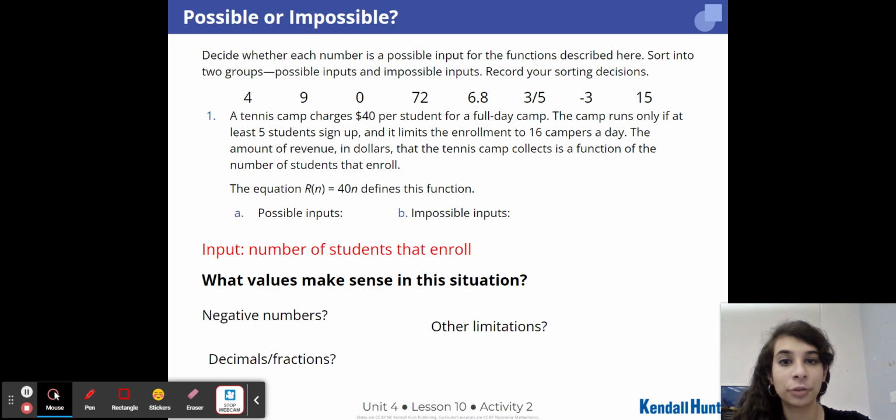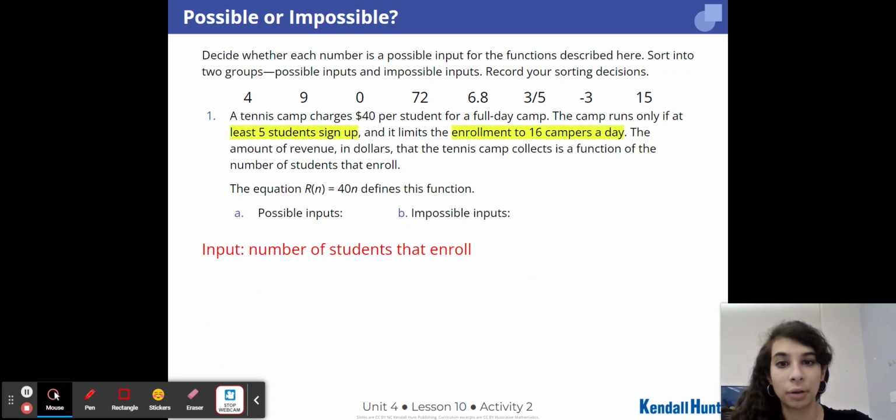And so that will help you figure out which values are possible inputs and possible outputs, right? In this case, we have certain limitations as well. The camp will run only if at least 5 students sign up and limits the enrollment to 16 campers a day. So zero cannot be a possible input because we need at least 5 students. And so zero is less than 5. So zero is an impossible input. And so I want you to take a moment to sort each of your values into possible inputs and impossible inputs.